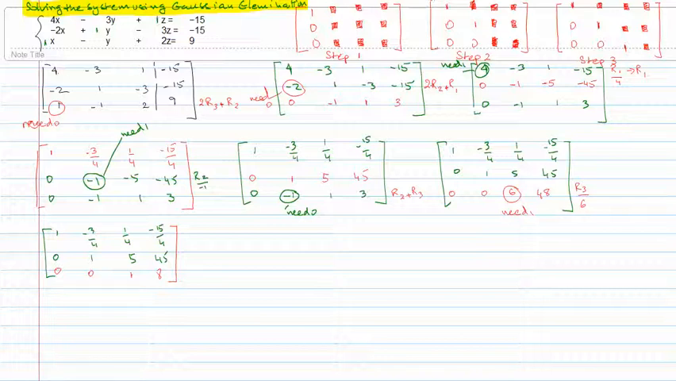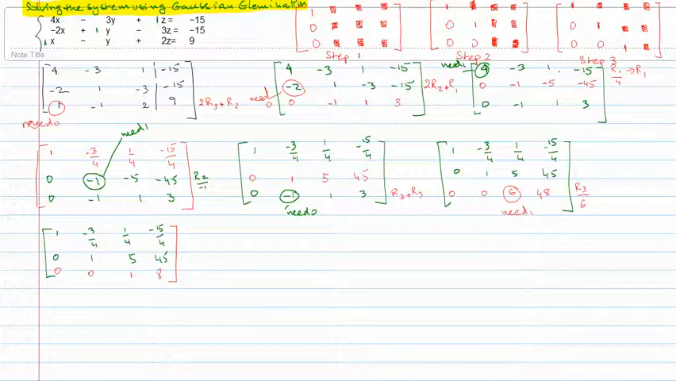And 2 times 1 is 2. 2 minus 3 is minus 1. 2 times minus 3 is minus 6, and minus 6 plus 1 is minus 5. 2 times minus 15 is minus 30, and minus 30 and minus 15 is minus 45. So here I changed it in a different color, but the rest I'm just going to copy because we didn't make any changes.